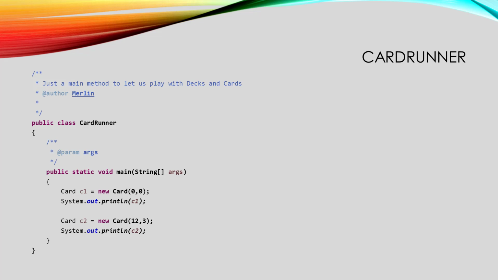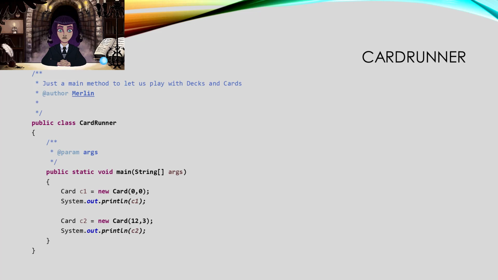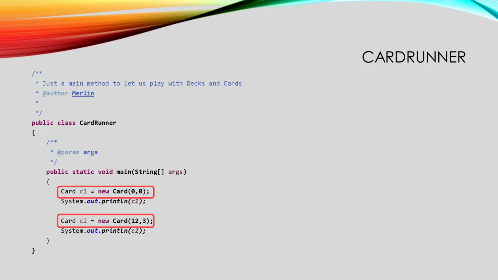In order to play with our card and deck classes, we're going to need to build a runnable class named cardRunner. Remember, a runnable class is one that has a main method. You should be able to recite public static void main string array args. This main method just creates 2 cards and prints them out.